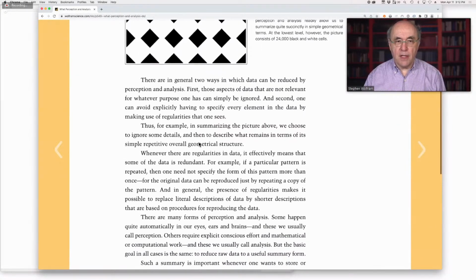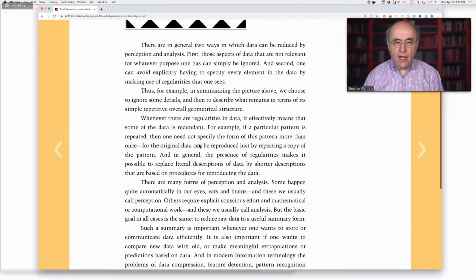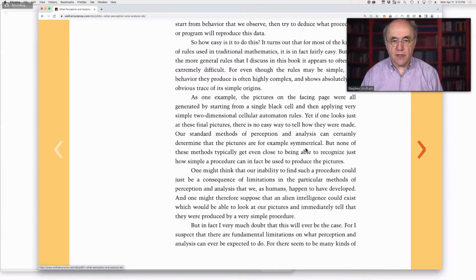And what makes it possible to summarize something? Well, in a sense, it's the fact that there are regularities that we perceive, in this case in this image. Those regularities mean we don't have to say every detail. We can use the redundancy in the picture to make a simpler summary of the picture. I just talk about what forms of perception and analysis there are, whether they're happening in our sensory system, or whether they're happening in a more computational kind of setting.